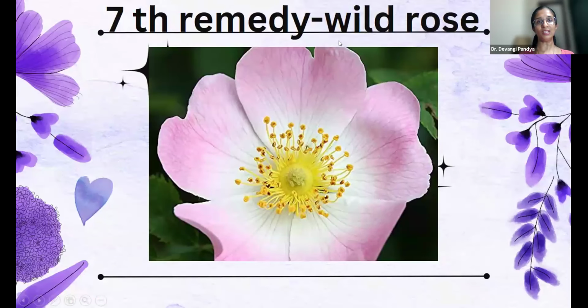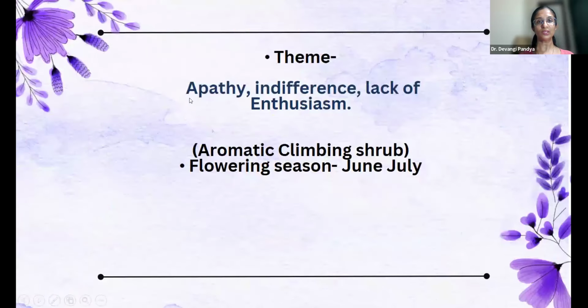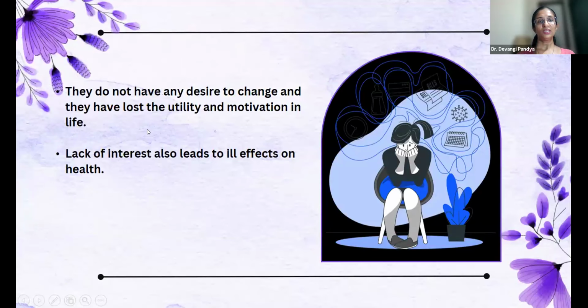This is the last remedy of our group, that is wild rose. Here the theme is apathy, indifference, and lack of enthusiasm. Again, here comes lack of enthusiasm, but that is because of the indifference. They again don't have any desire to change, and they have lost the utility and motivation. Also, it leads to ill effects on the health because they are in a sedentary state.